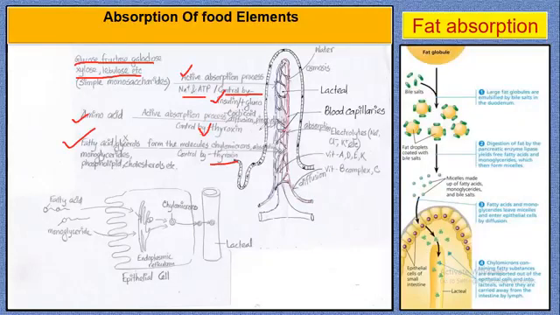So today we discussed all the digestion processes and the absorption process in the human body. Today we complete the total syllabus of chapter 3. Next day we will discuss the next chapter, chapter four, that is blood circulation. Okay, thank you everyone.